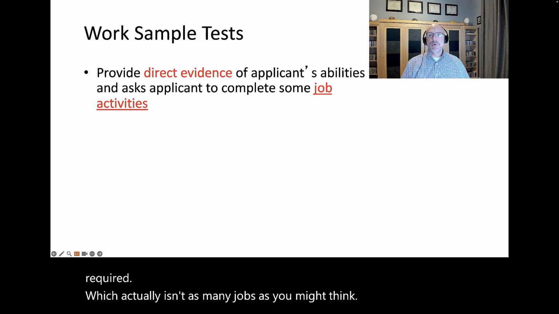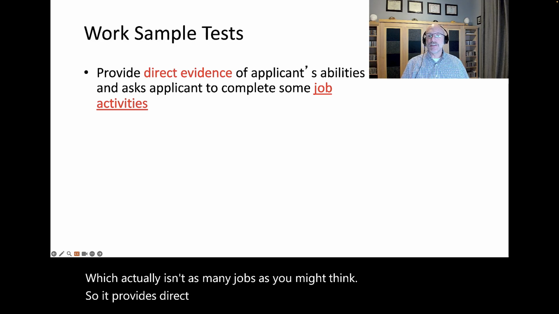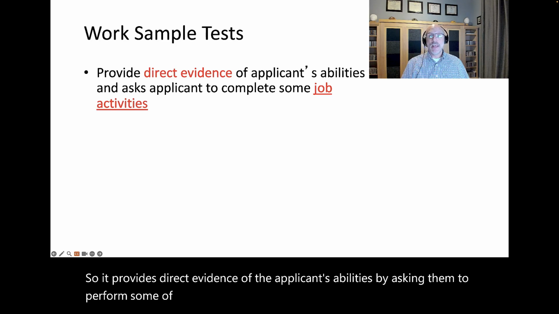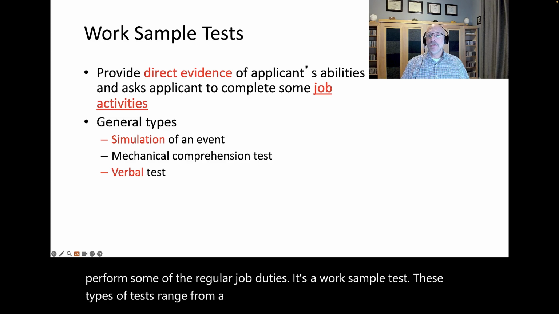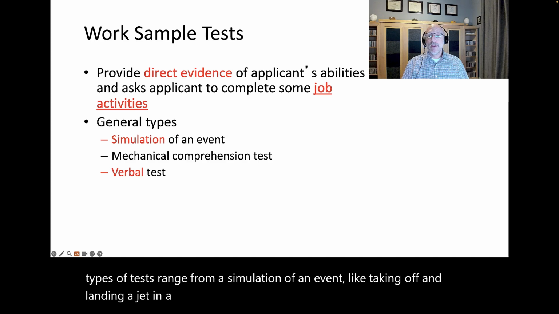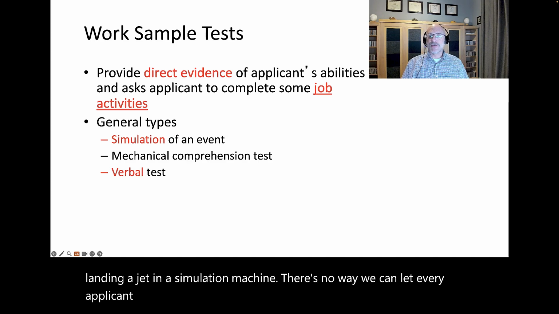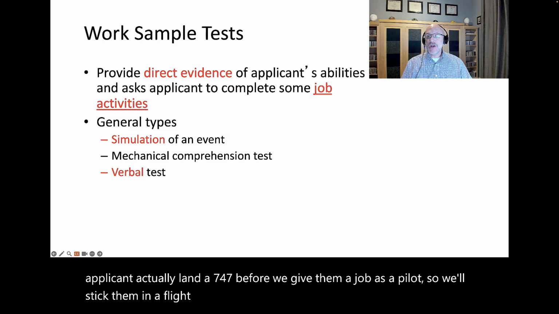So it provides direct evidence of the applicant's abilities by asking them to perform some of the regular job duties. It's a work sample test. These types of tests range from a simulation of an event, like taking off and landing a jet in a simulation machine. There's no way we can let every applicant actually land a 747 before we give them a job as a pilot. So we'll stick them in a flight simulator and see how well they do the job.